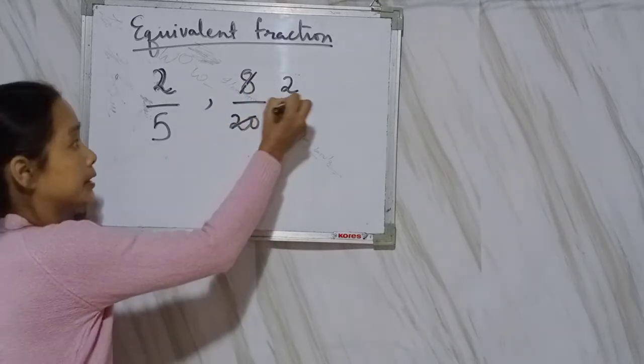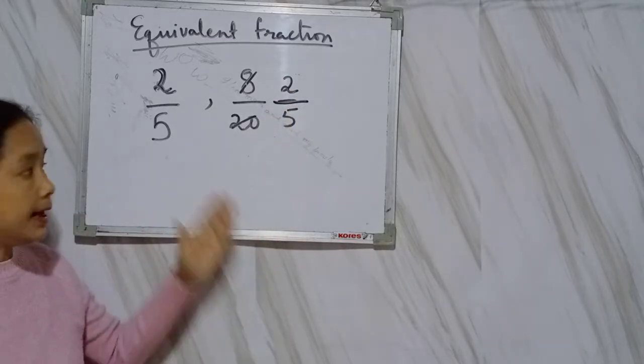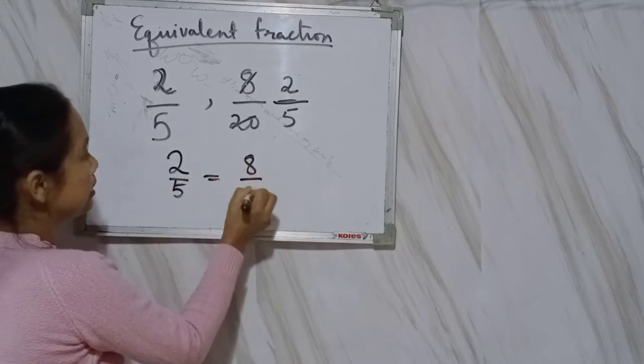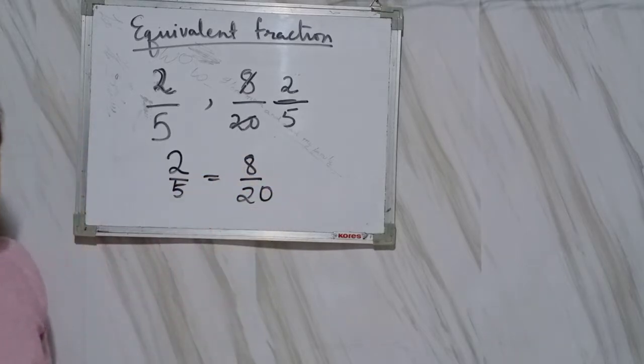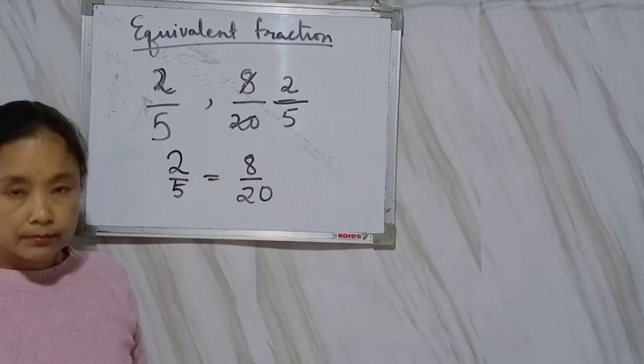That means 2 by 5 is equal to 8 by 20. Is it clear? So, this is what is equivalent fraction.